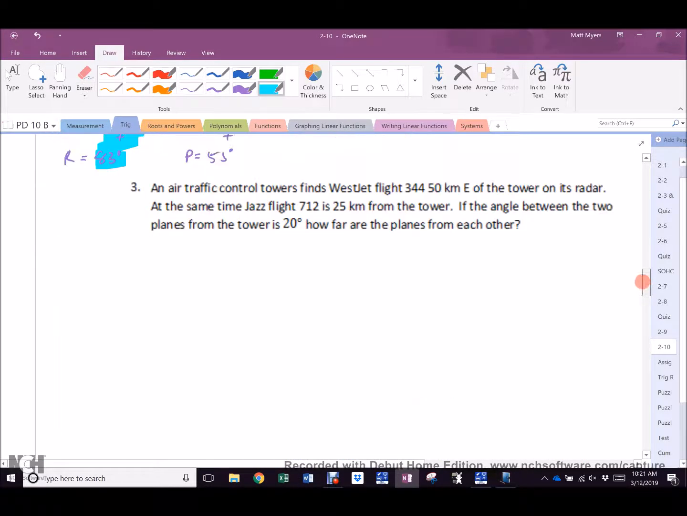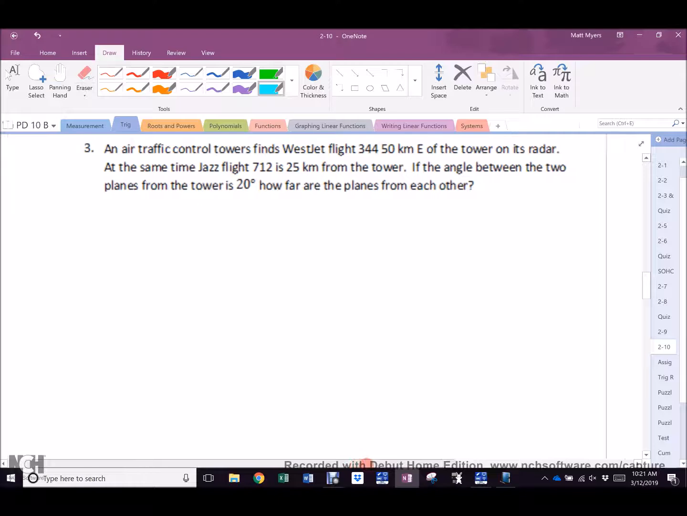Okay. Number 3. I used to put this question on a test. And then in 1 year, like 5 kids did the question this way. They read that number, and they thought that that meant that the plane was 34,450 kilometers east of the airport. It's flight 344. Well, why did you not say is 50? I do. Finds WestJet flight 344, 50 kilometers east.